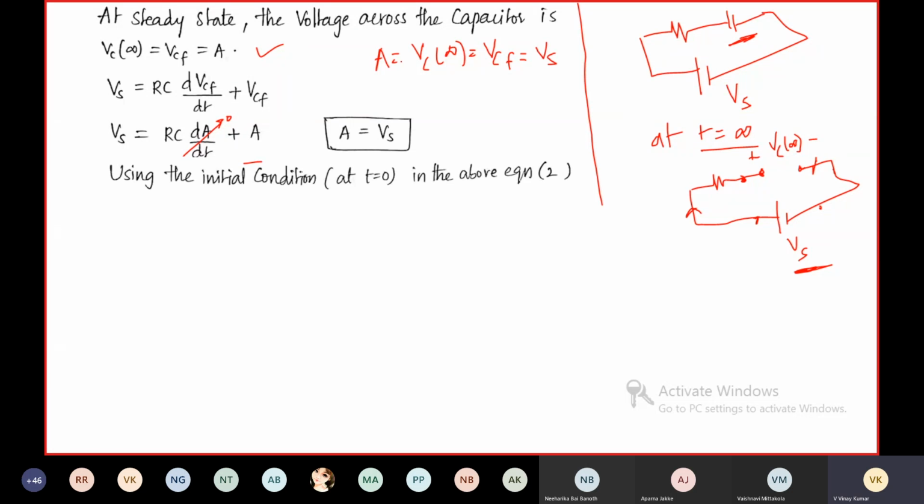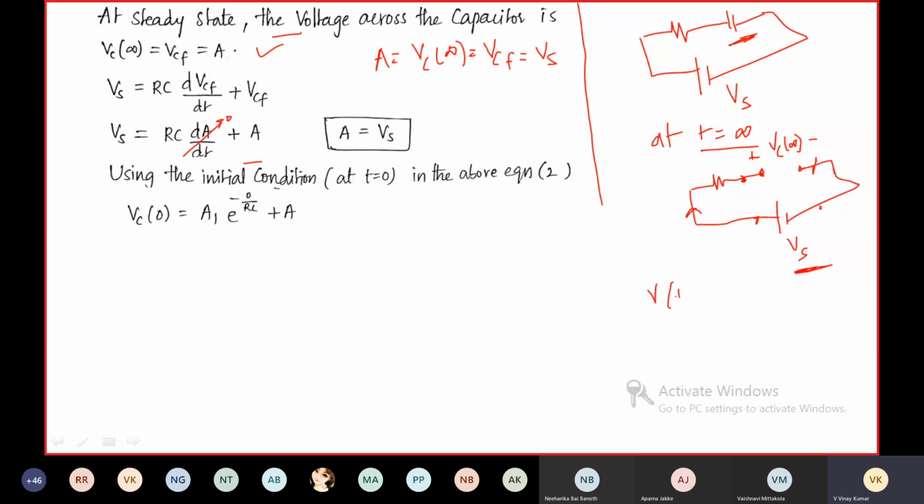Now using the initial condition, this is the boundary condition, that is at t is equal to 0. Vc of 0 is equal to, already we have the equation, right?